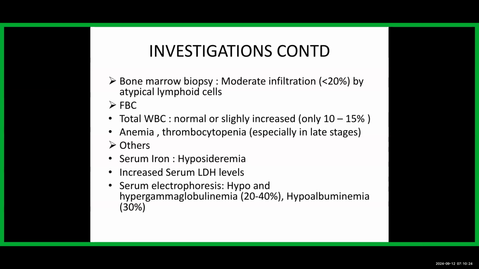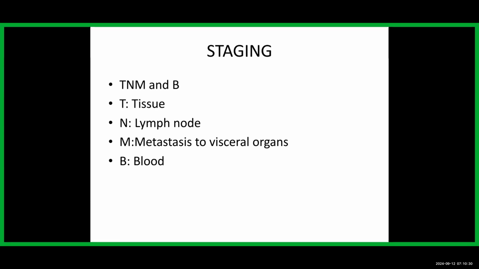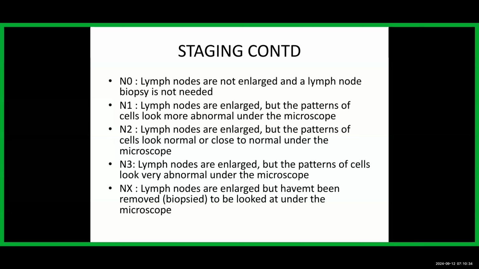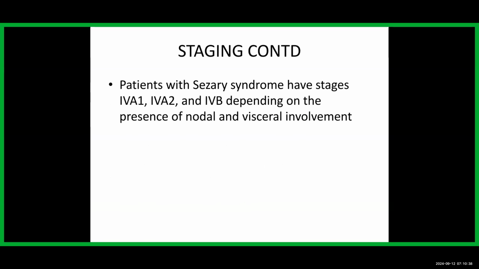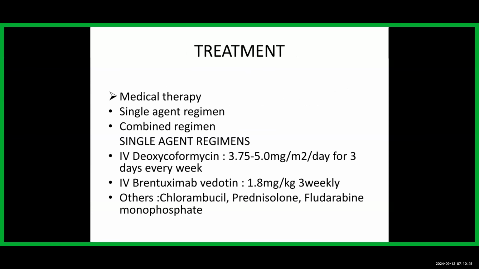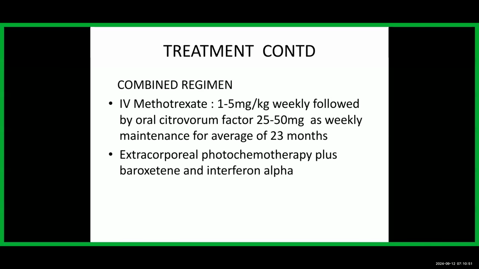The other things we can do are serum LDH, which is increased and is a marker of poor prognosis. Then serum electrophoresis. For the staging, we use TNM staging. So I won't bore us with this. But we would like to know that patients usually have stages 4A1, 4A2, and 4B. For medical treatment, I've already mentioned the drugs and the regimen.